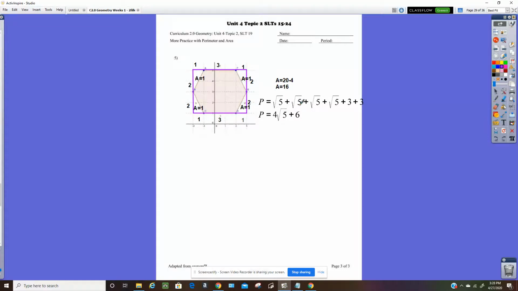And then I found each of the sides. These 2 sides you can just count, those are 3. And each of these are 1 by 2, so 2 squared plus 1 squared is 5. So every one of these other 4 sides is the square root of 5. Adding those together, you get 4 square root of 5 plus 6.